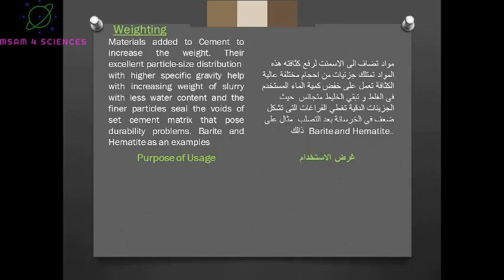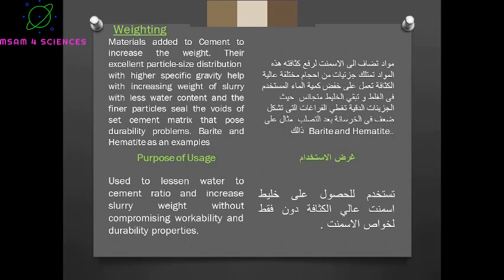Weighting. Chemical materials added to cement to increase the weight. Their excellent particle size distribution with higher specific gravity helps with increasing weight of slurry with less water content, and the finer particles will seal the voids of set cement matrix that pose durability problems. Barite and hematite are examples of weighting agent. The application of weighting is used to lessen water to cement ratio and increase slurry weight without compromising workability and durability properties.